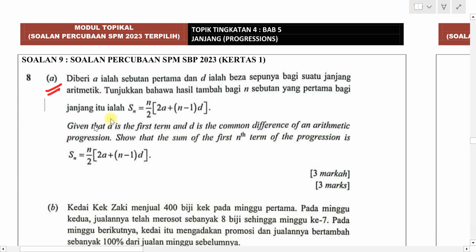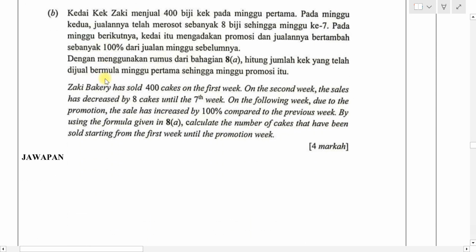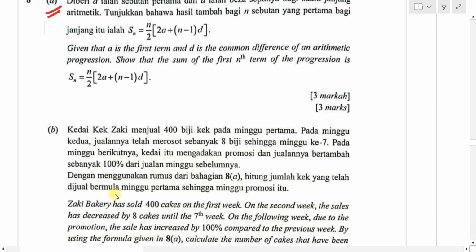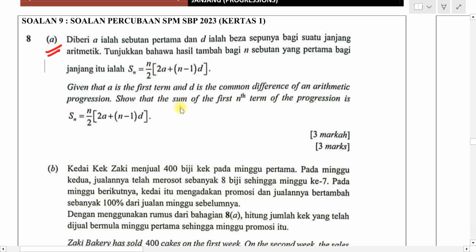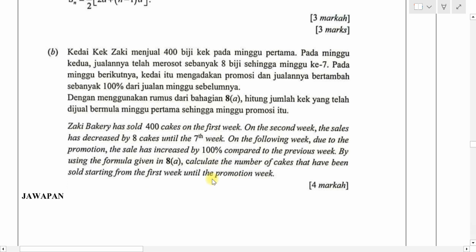It is relevant, you show it here. It's okay, later we will look for it. Okay, look, whatever they ask to prove, the next question will be related to it. Now with this Sn formula, there will be an Sn problem solving. Okay, let's see. Zaki Bakery has sold 400 cakes in the first week. In the second week, the sales decreased by 8 cakes until the 7th week. Okay.